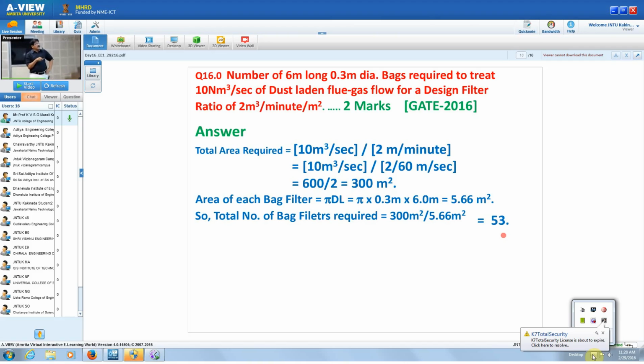The total area required is 10 meter cube per second divided by 2 meter per minute, because this is 2 meter per minute. So 10 meter cube per second divided by 2 by 60 meter per second. You will get 600 by 2, 300 meter square. Area of each bag filter is pi into D into L, pi into 0.3 meter into 6. It is equal to 5.66 meter square. So how many total number of bag filters are required? 300 meter square divided by 5.66 meter square is equal to 53.